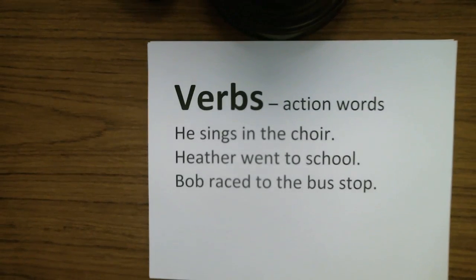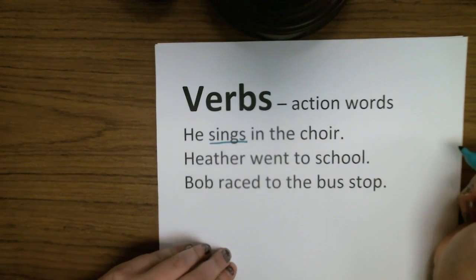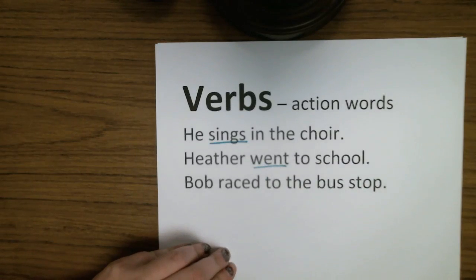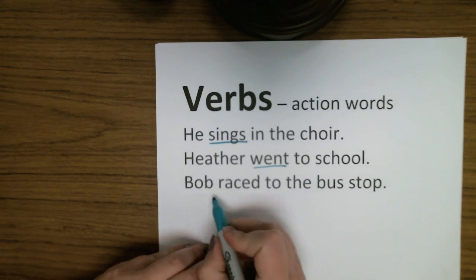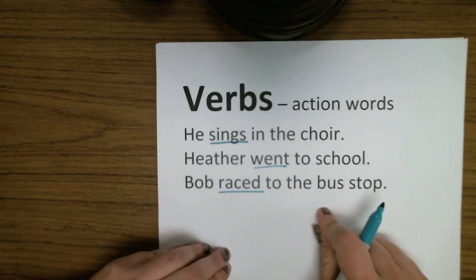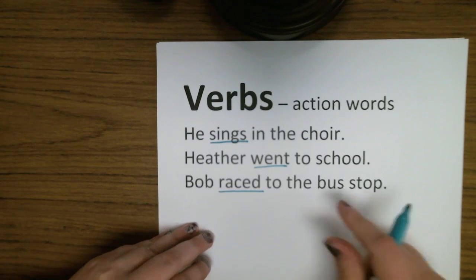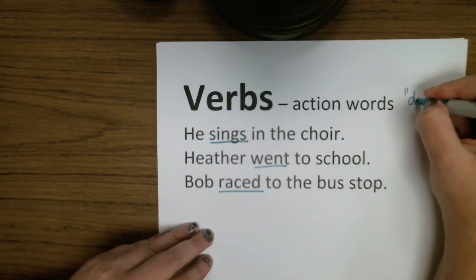So here are 3 example sentences. He sings in the choir. What does he do? He sings. So there's my verb. Heather went to school. What did she do? She went. So that's my verb. Bob raced to the bus stop. What did he do? He raced. Now you can already see here that verbs also tell me when things are happening, and that's called the tense of a verb. So action words or doing words.